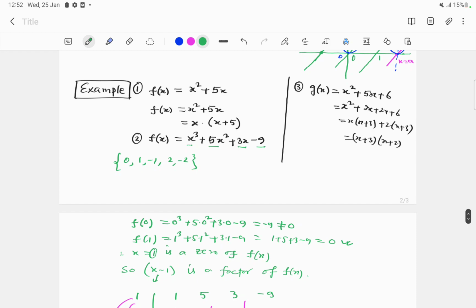I think this is enough for the graph of polynomials. In the next video we will see how to draw the graph of a rational function.